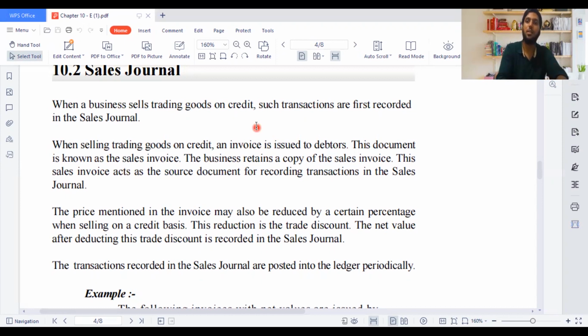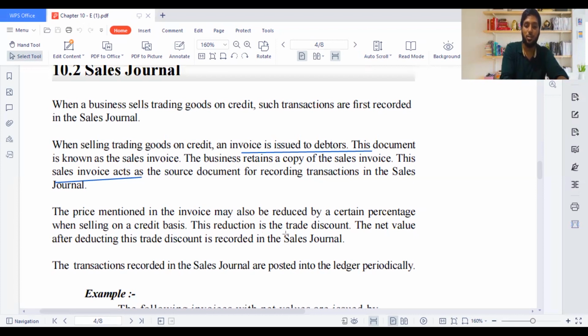The sales journal is prepared with this sales invoice, and I just want you guys to highlight a few things as we move on to the next part. The invoice is issued to debtors, and debtors are the credit customers. We don't say creditors, we say debtors. And the sales invoice is the invoice which we use to prepare the sales journal, which I have taught you in 5-minute groups completely.